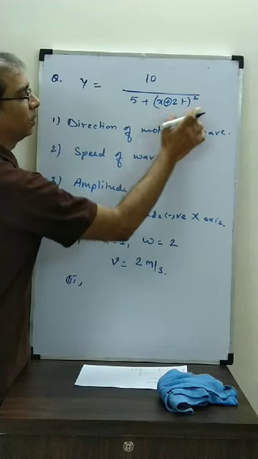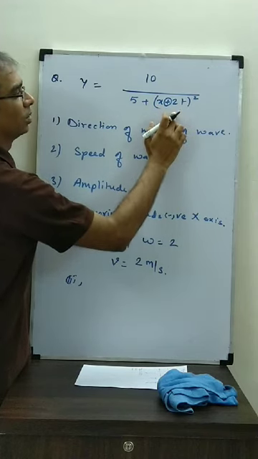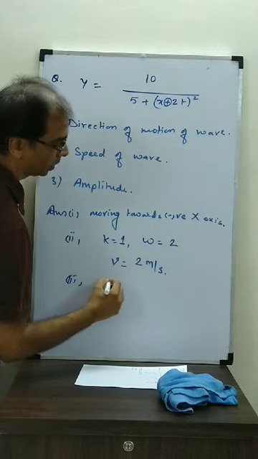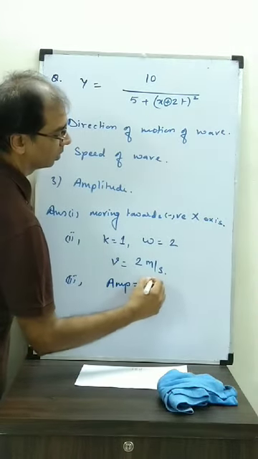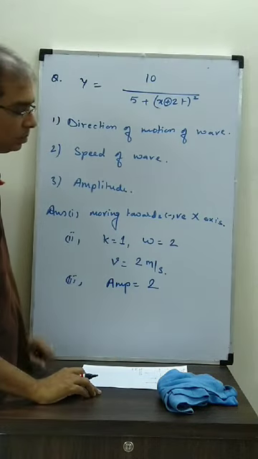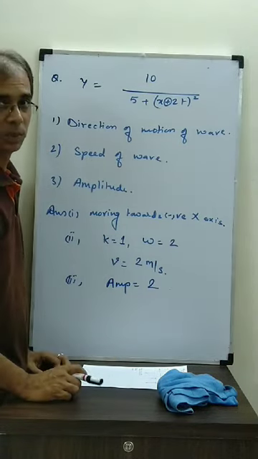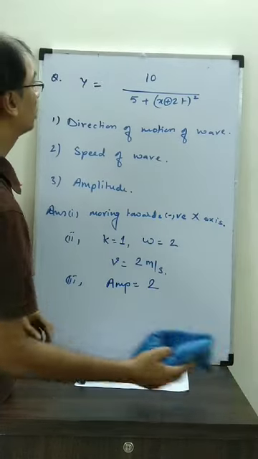So what is the minimum value of (x plus 2t) whole square? 0. So if this is 0, y value comes as 2. So amplitude of the wave is 2. That clear? So these kinds of questions are done in this way. Okay. Now let's go on to the next topic.